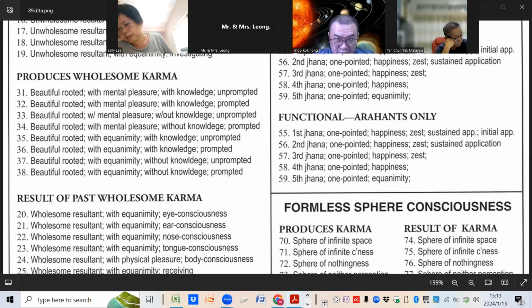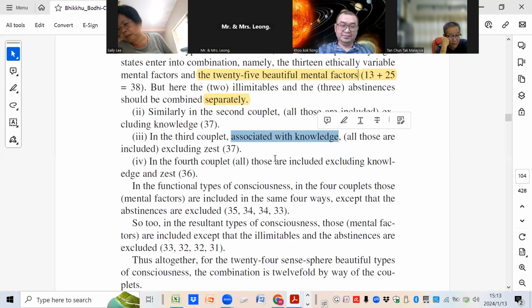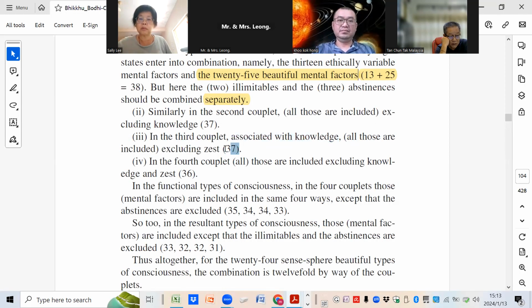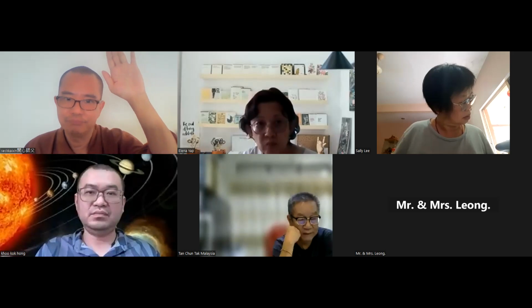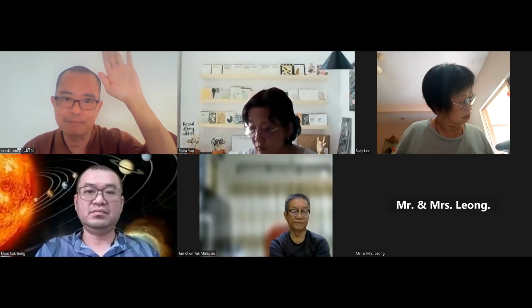So that's the reason. What's the consequence here? Let's take a look. If we go back, the original will be 37, because you have to add back the knowledge, it becomes 38. But you have to exclude the zest again, so it goes back to 37. So you have to plus 1 and minus 1. Can you follow? Plus 1 and minus 1.